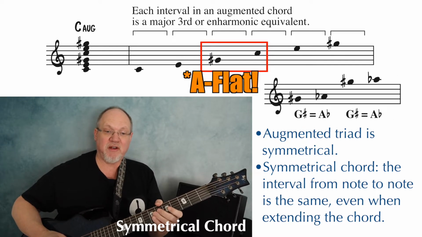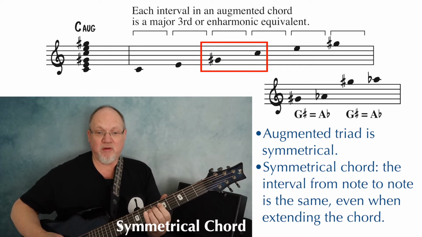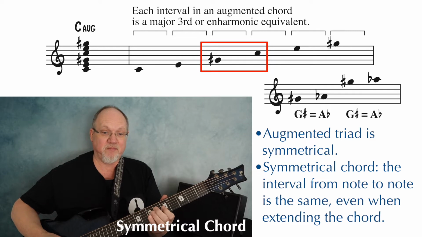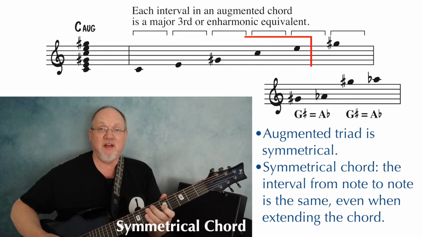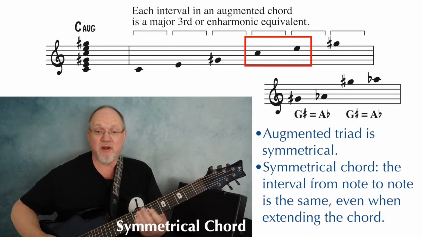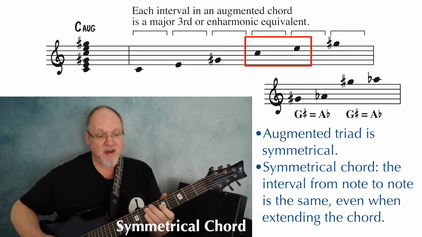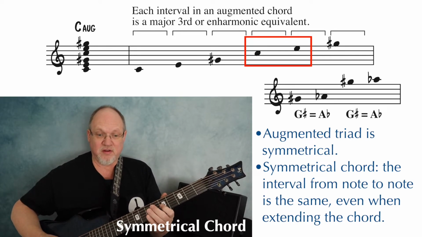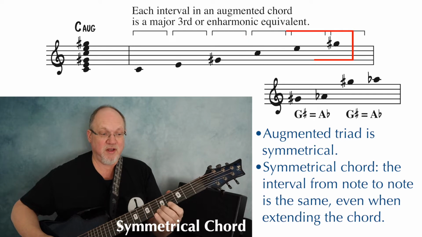Remember that G sharp and A sharp are enharmonic equivalents. They're on the same fret. And if you were to continue stacking up more notes on top of that chord, that major third pattern would continue. Major third, major third.